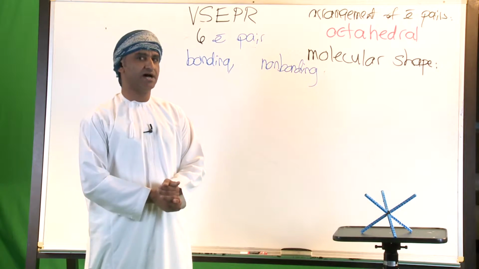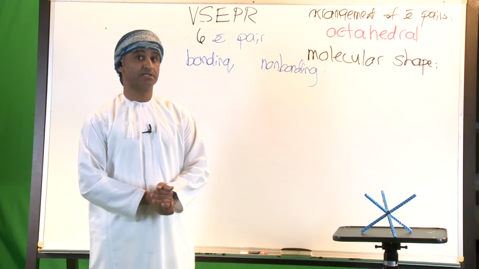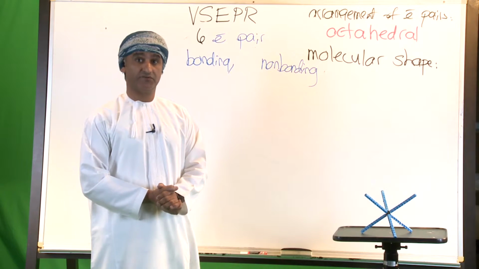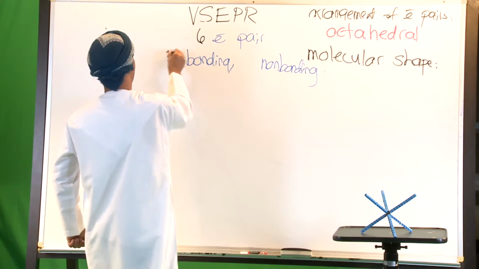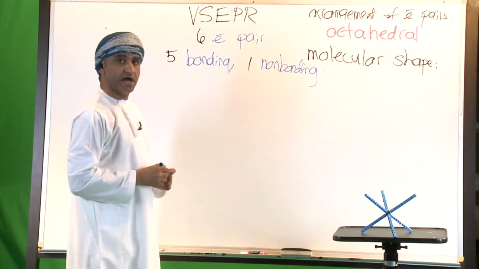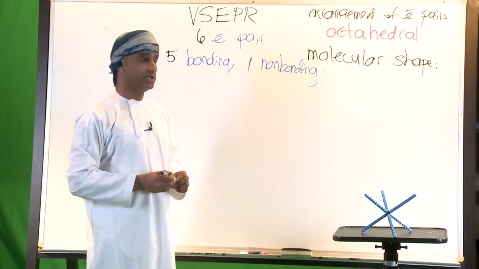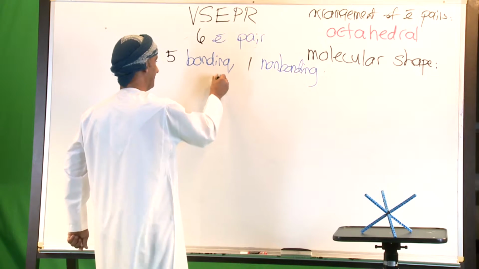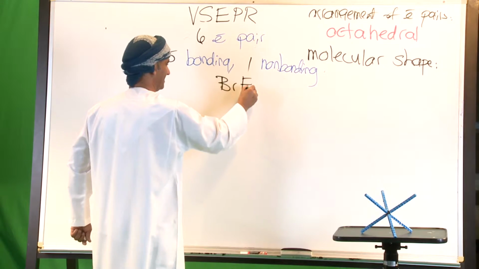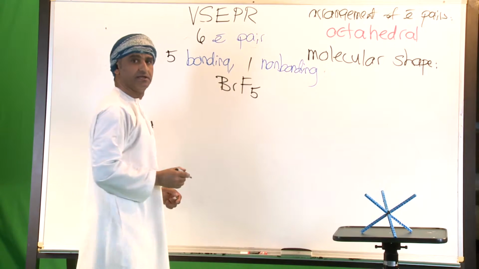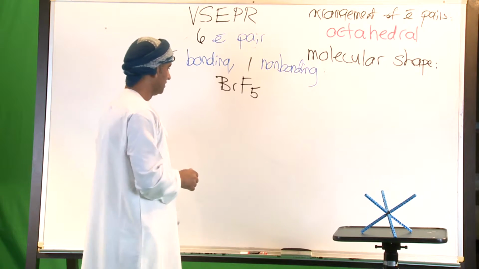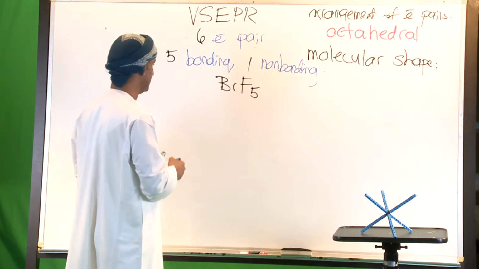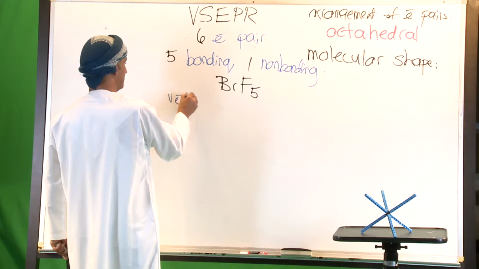Moving on, we need now to take a 6 electron pair case, but 5 of the electron pairs are bonding, and one of them is non-bonding. And in this category, we take bromine pentafluoride as an example. So we begin always with calculating the number of valence electrons in bromine pentafluoride.